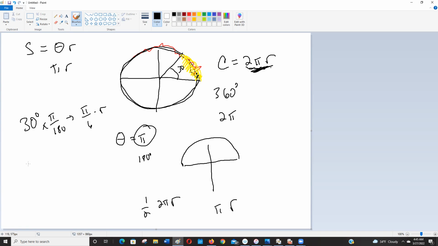So that's what you do. Make sure you get your angle in radian measure and then multiply by the radius. And that's the arc length.